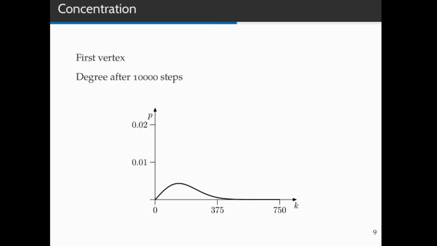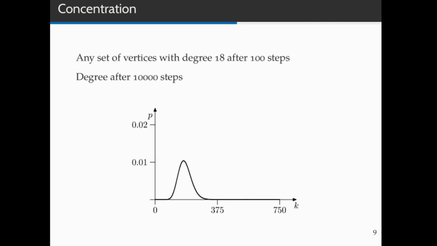So let's take a look at the actual degree distribution of the first vertex after 10,000 steps. It's plotted here. So the expected degree is somewhere around 100, as we may expect, but actually we see a very, very flat curve. So the degree after 10,000 steps of the first vertex is not well concentrated at all. So our calculations do not work the way we expect them to do. But let's observe something else.